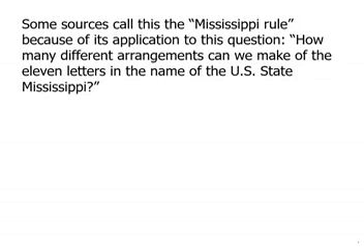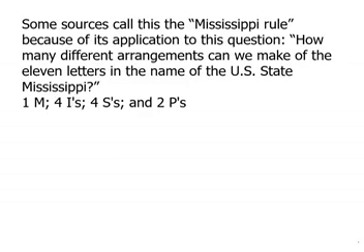Some sources call this the Mississippi rule because of its application to this question: how many different arrangements can we make of the 11 letters in the name of the U.S. state Mississippi? And of course it's tricky because there are so many identical letters in the name of the state Mississippi. We have only one M, but we have 4 I's, 4 S's and 2 P's. And so we'd have to take 11 factorial, divide it by the 4 factorial for the 4 I's, divide it by 4 factorial again for the 4 S's, and divide it by 2 factorial for the 2 P's.